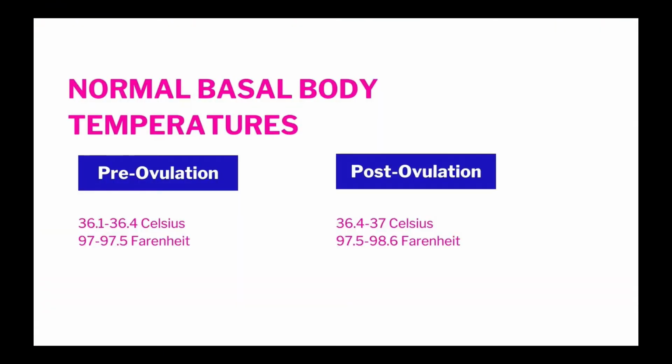For most women, their basal body temperature fully at rest is between 36.1 degrees Celsius and 36.4 degrees Celsius, or between 97 and 97.5 Fahrenheit, before ovulation. After you ovulate and an egg is released, your basal body temperature increases to somewhere between 36.4 to 37 degrees Celsius, or 97.5 and 98.6 Fahrenheit.